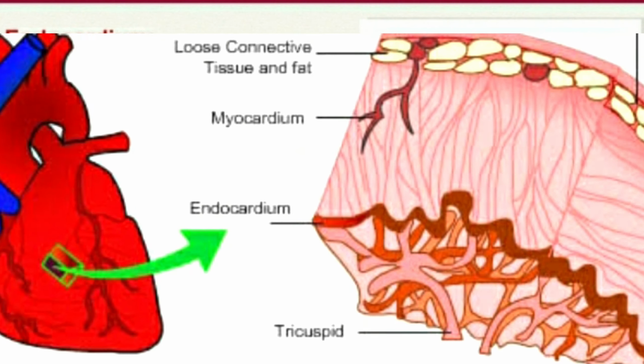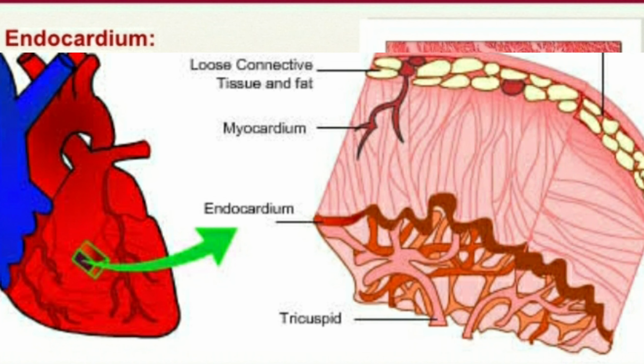And then we have endocardium, which is the innermost or the deepest part of the heart, lines the heart chambers and the valves, and cardiac conduction system is located in this layer and helps in reducing the friction of the blood flowing through the chambers.